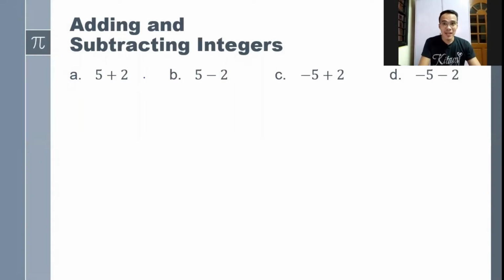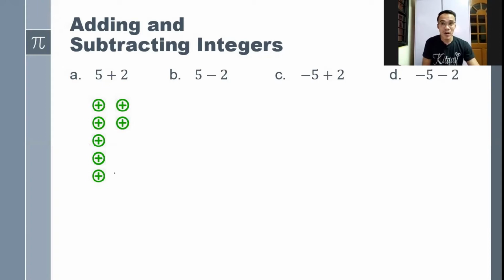Let's have your letter A, 5 plus 2. 5 plus 2 is 7, right? But let me add these two numbers using my chips. I have chips with positive and negative. Since 5 is positive, I can represent this using 5 positive chips. And since 2 is also positive, I can represent this using 2 positive chips.